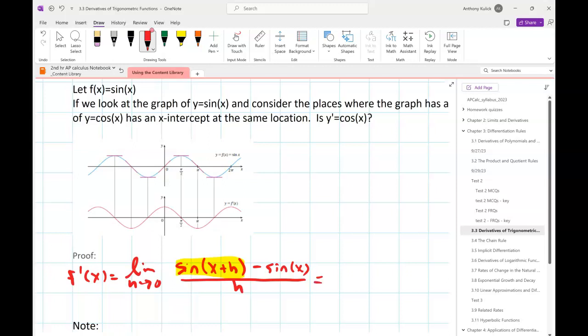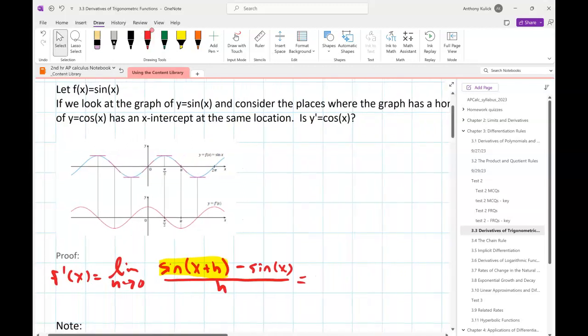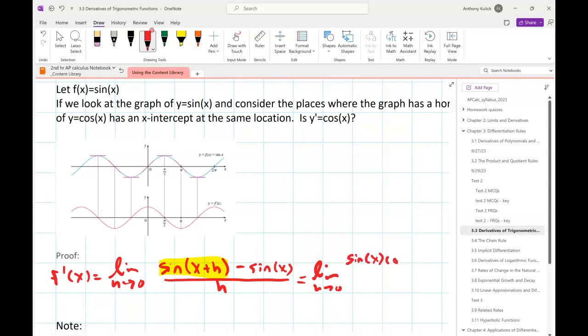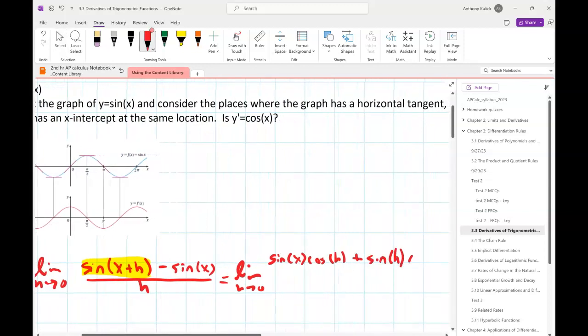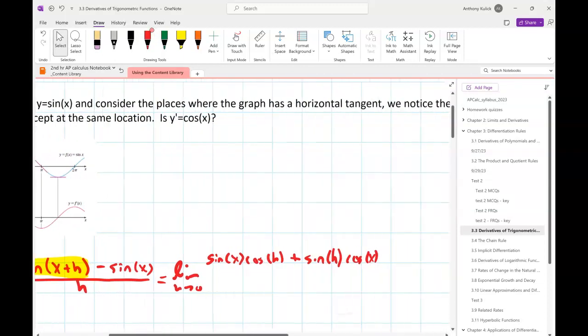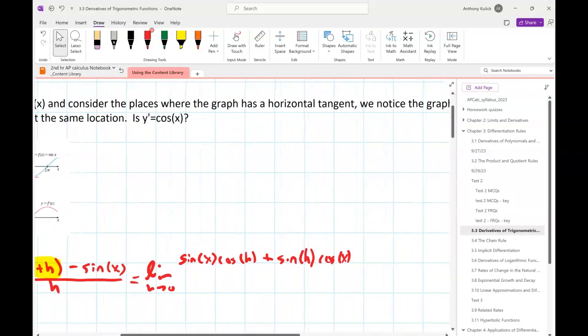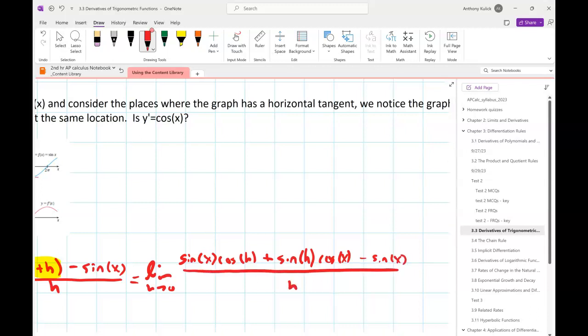Who remembers what it is? Is it 1? No. Is it 0? It's sine, oops, don't forget the limit. Yeah, it's going to be sine x times cosine h plus sine h times cosine x minus sine x all over h. So yeah, that was an angle sum identity from trigonometry.